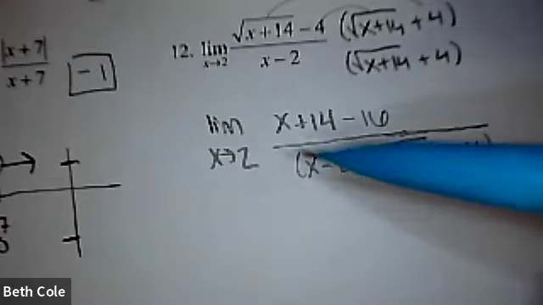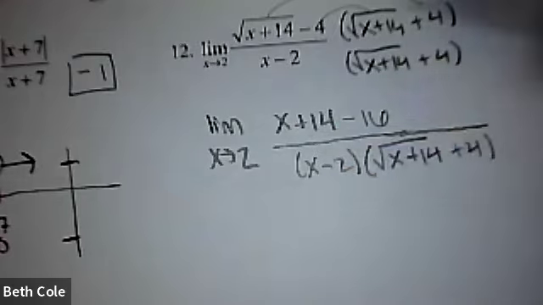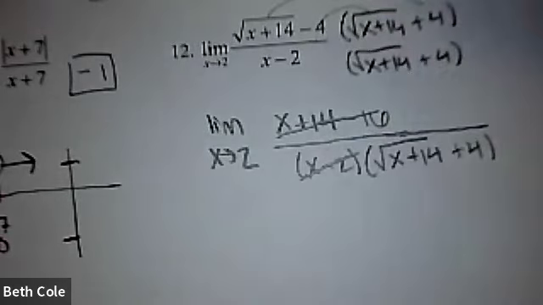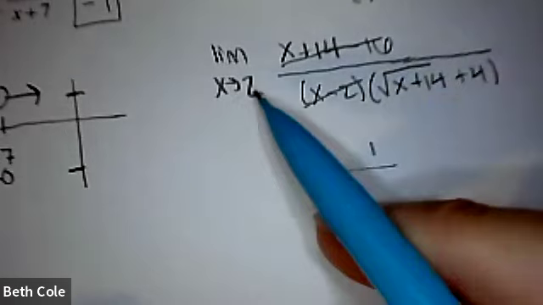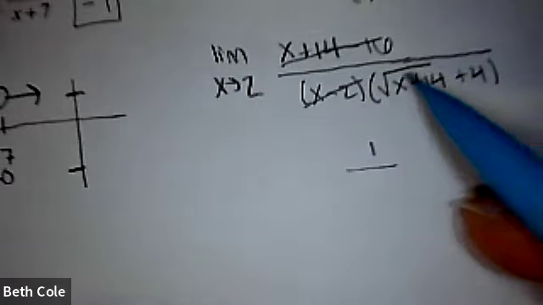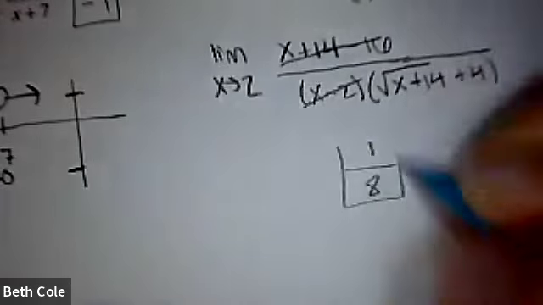Now we want something to cancel out, and it does. X plus 14 minus 16 is x minus 2. So these cancel. Numerator goes to 1. And for the denominator, we're going to plug 2 into this. So you get square root of 16, which is 4, plus 4 is 8. So 1/8.